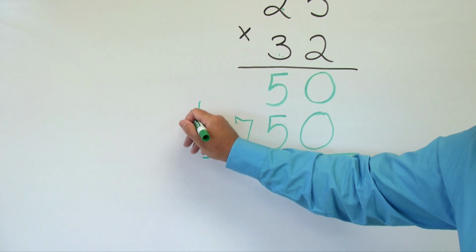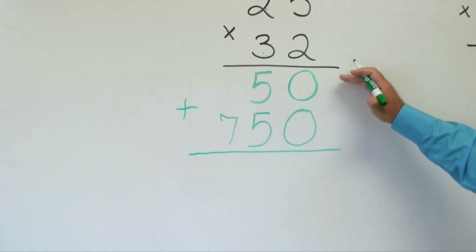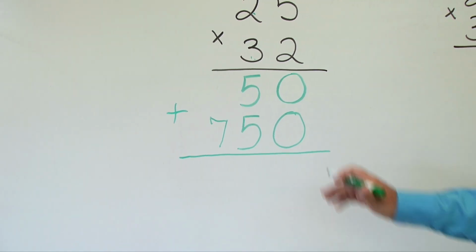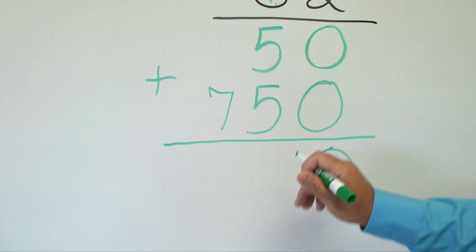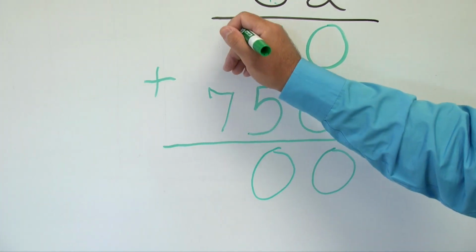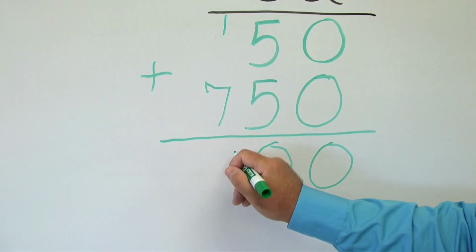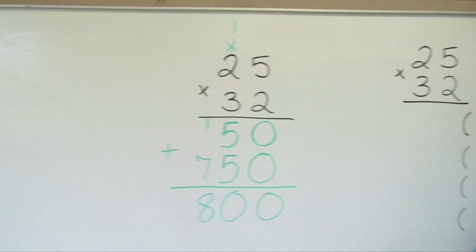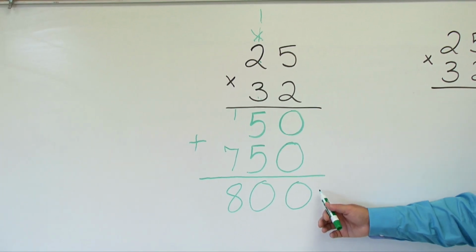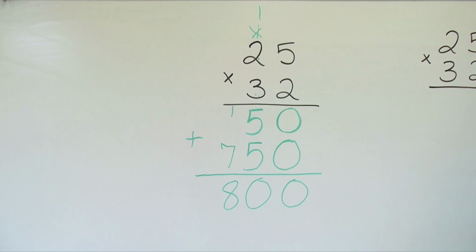And the last part of my problem, I'm simply going to add my 2 partial products here. 0 plus 0 is 0. 5 plus 5 is 10. 1 plus 7 is 8. I just did a double-digit up and down multiplication problem and came up with the product of 800.